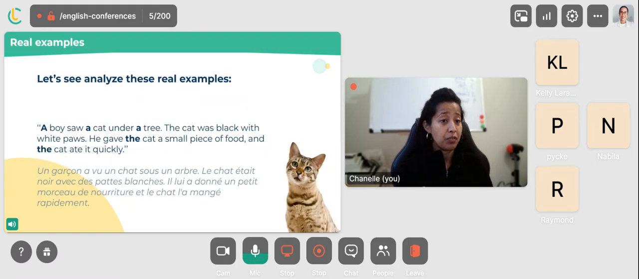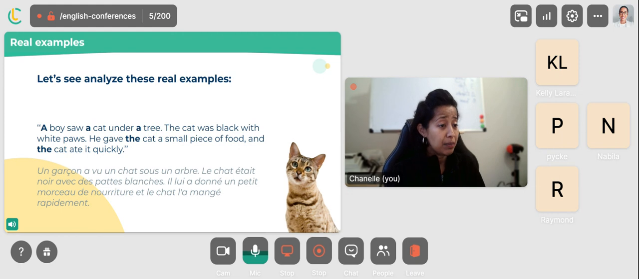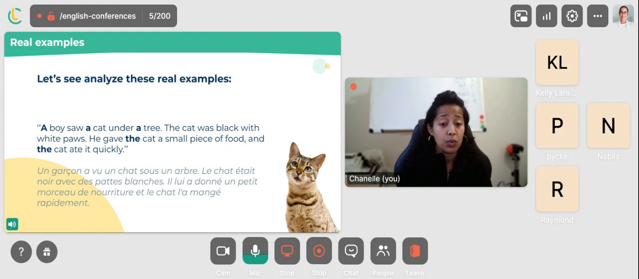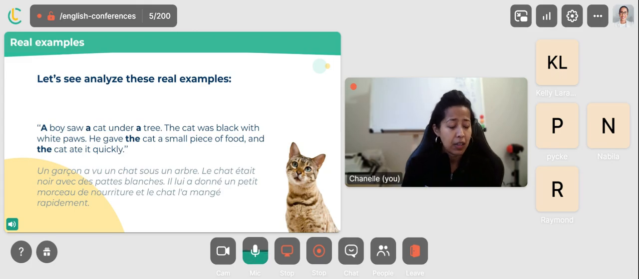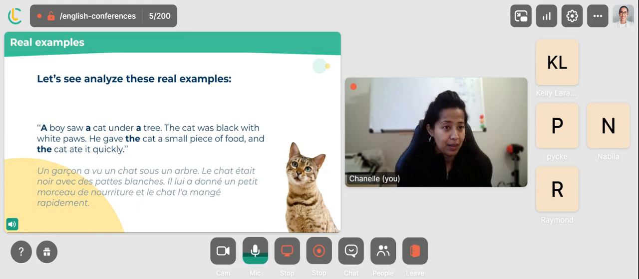So I'm going to go back to the first one so that we can discuss it. A boy saw a cat under a tree. So we said "a boy" because boy begins with a consonant. Saw a cat. "A cat" also begins with a consonant, so we use "a". Under a tree, also beginning with a consonant. Why do we use "a"? Because it's not being specific. It's just saying it is a boy, a cat, under a tree.